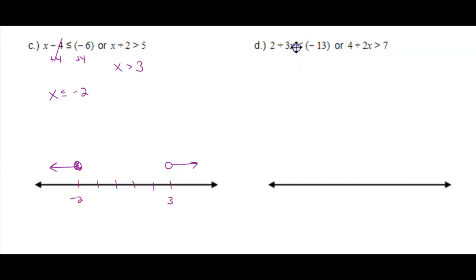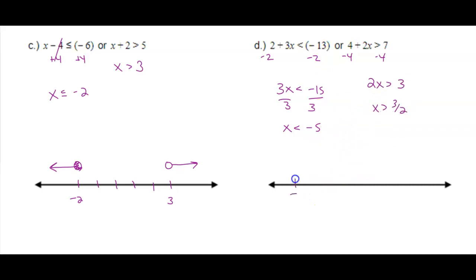Same kind of solving for the next one. We'll keep going. I'm going to subtract 2 from both sides first and get 3x is less than negative 15. Divide both sides by 3, and I'll get an x value that's less than negative 5. For this second one, I'm going to subtract 4 on both sides and get 2x is greater than 3. And another fraction here, we got 3/2, which just like before is 1.5.